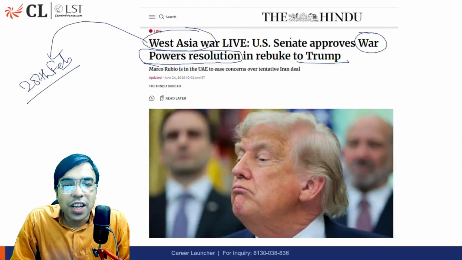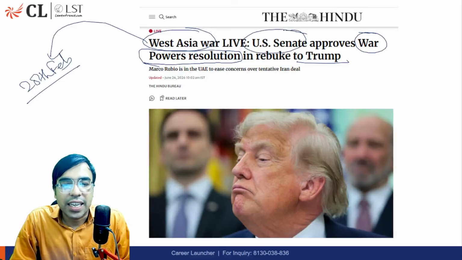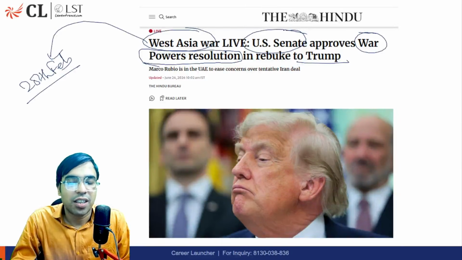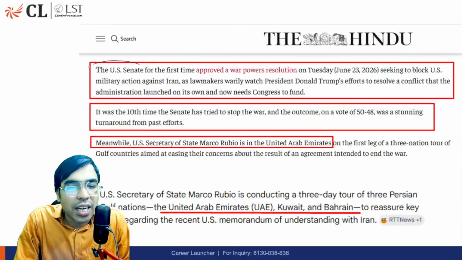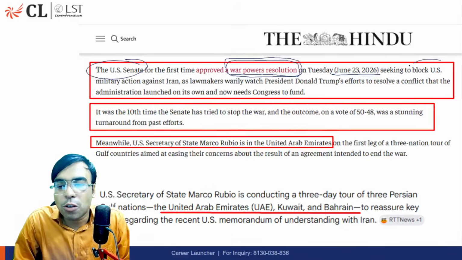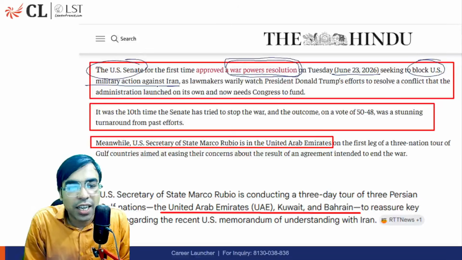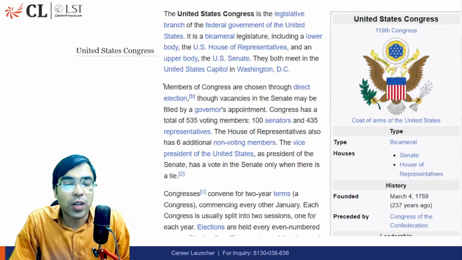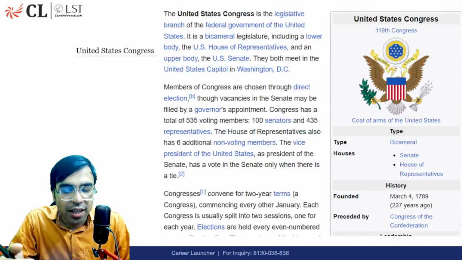So first of all, we have to understand about the US Senate. First we'll read a little bit about the news, then we will go back in history. The US Senate for the first time approved a war powers resolution on Tuesday, that is 23rd June, seeking to block US military action against Iran. Before that, we have to understand what exactly the US Senate is, since the word is coming again and again.